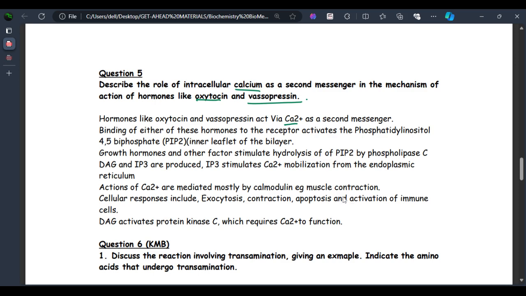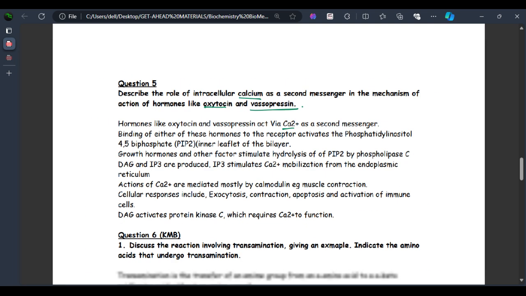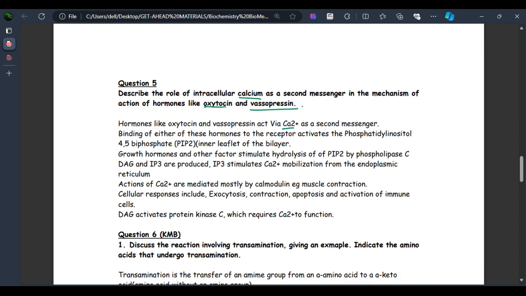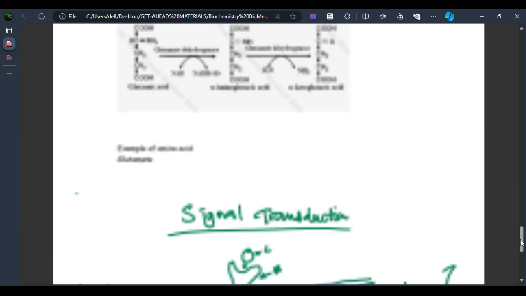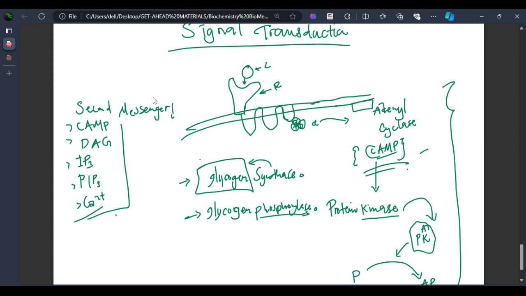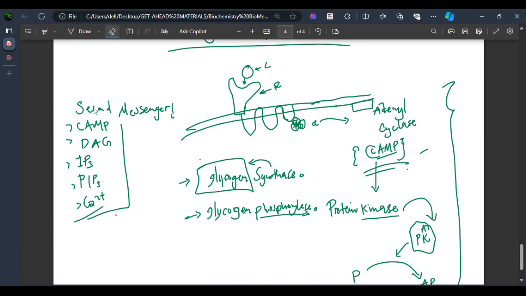All right, so hormones like oxytocin and vasopressin do act through calcium as a second messenger, and basically the way it happens, it's a cascade. It's another coupled system that I'll try to explain briefly down here, and then we'll go back to the question.